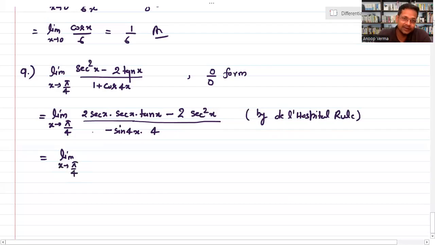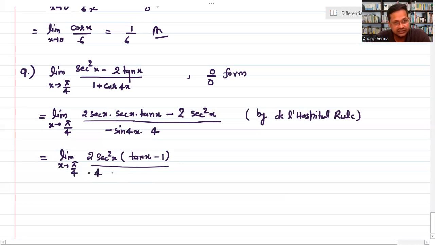तो यहाँ पर हमारे पास इसको अगर सिंप्लीफाई करके लिखे थोड़ा 2 sec स्क्वायर x हम कॉमन ले लेंगे. sec स्क्वायर है तो अंदर बचेगा तुम्हारे पास tan x माइनस 1. ओके, एंड डिवाइडेड बाई दिस इज 4 minus का 4, you can say this is sin of 4x.